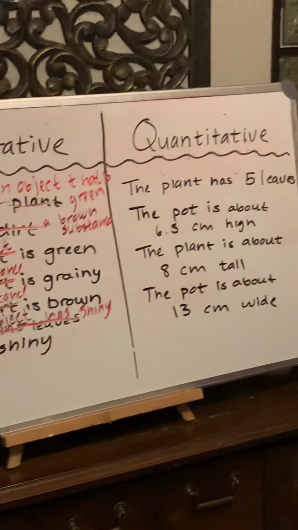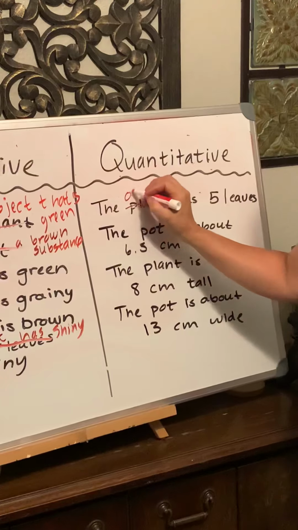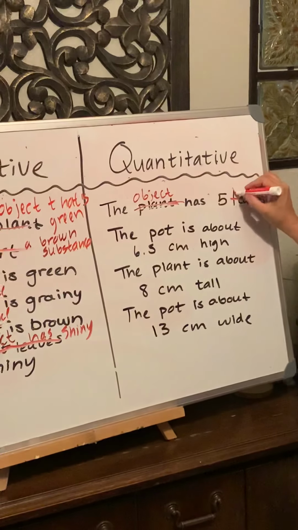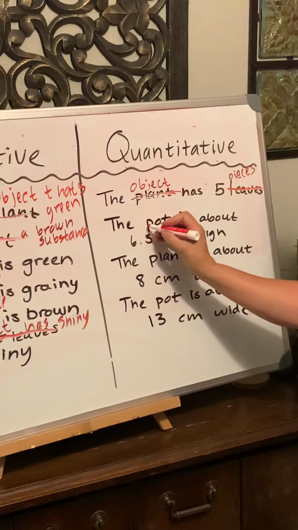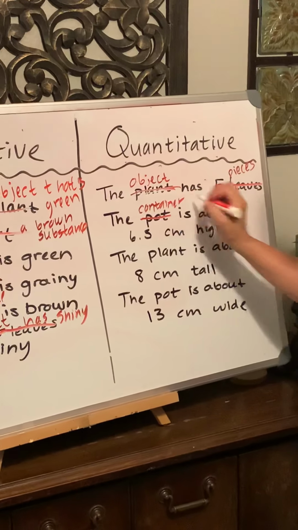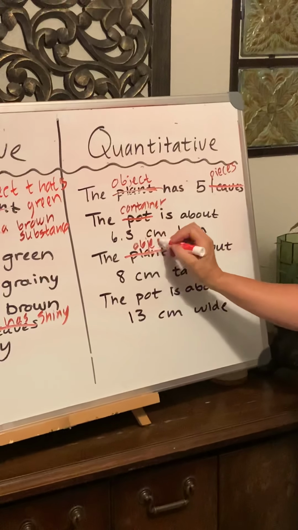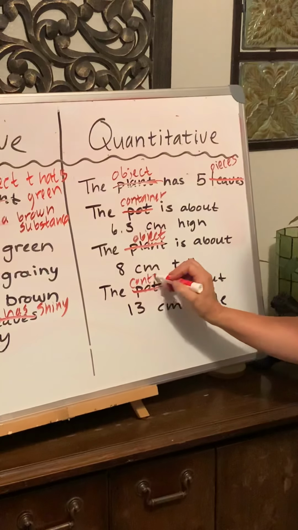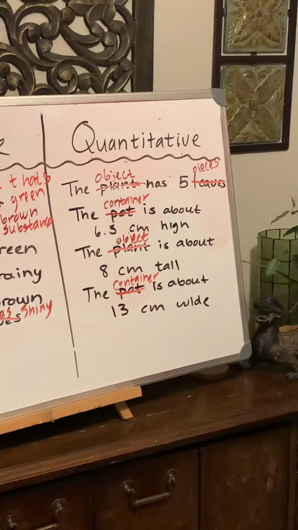Over to our quantitative data side, we're gonna make the same kind of changes. The object has 5 pieces or appendages. The container, we know it is a container because it can hold something. Container is about 6.5 centimeters high. The object is about 8 centimeters tall. And the container, sorry, my handwriting's not that great on my small whiteboard, is about 13 centimeters wide.